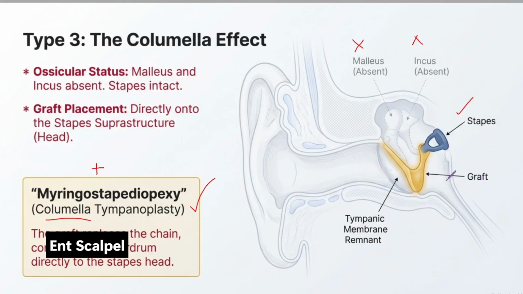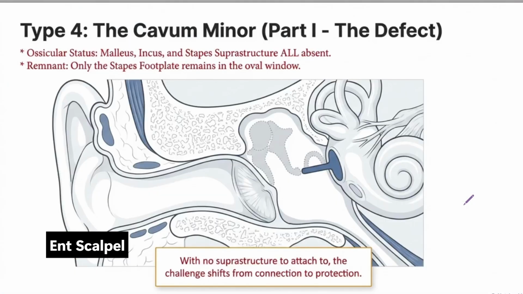No. Now, type 4. The source warns us, this is much more difficult. Type 4 is the tipping point. This is where the damage is so bad that simple connection isn't enough anymore. We have to start thinking about physics. So what's missing now? Pretty much everything we've talked about. Malleus, gone. Incus, gone. But now, even the stapes superstructure, the arch of the stirrup, is also gone. The stirrup itself is broken. All that's left is the base, the footplate.